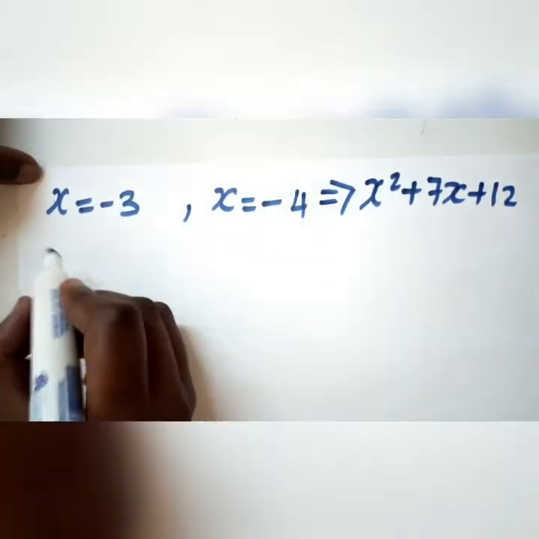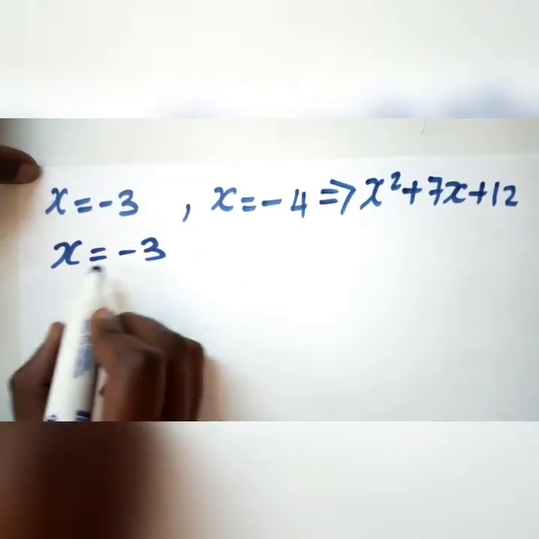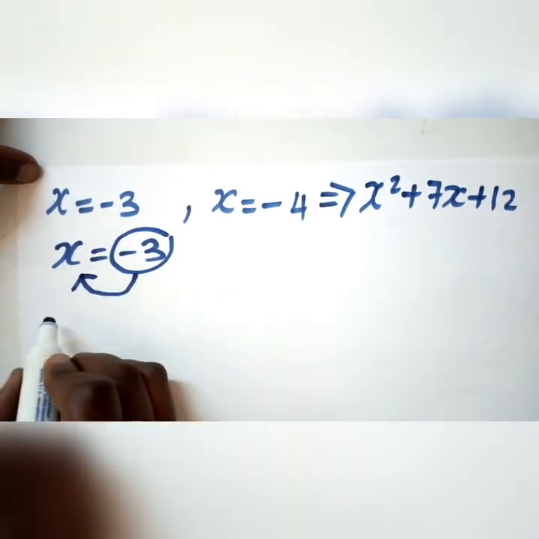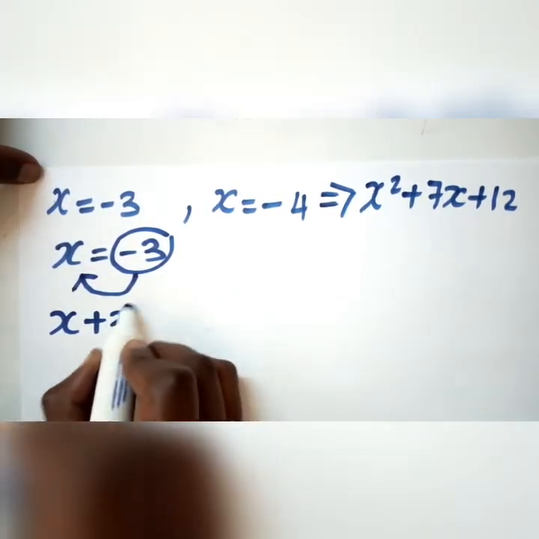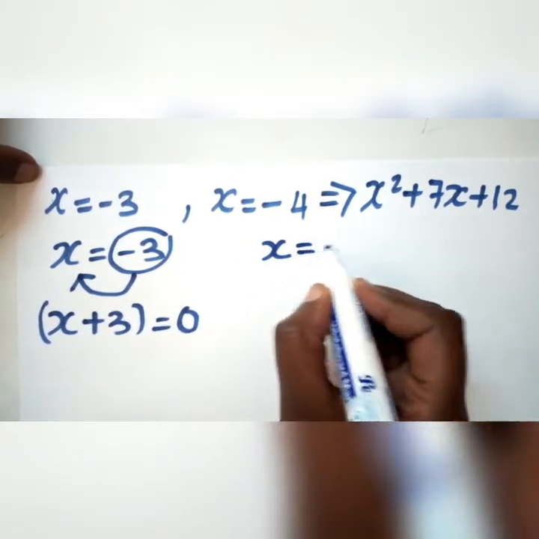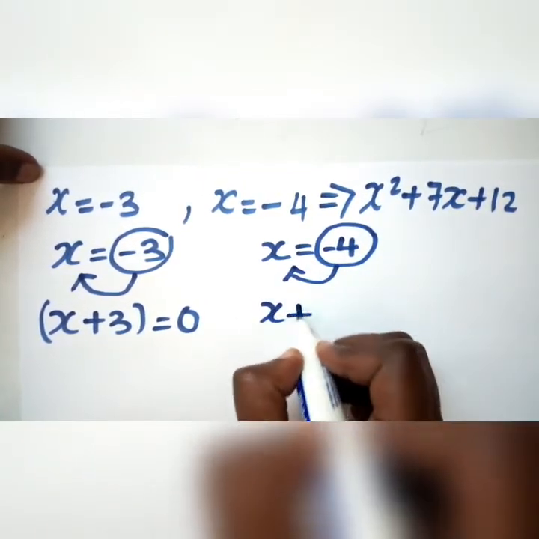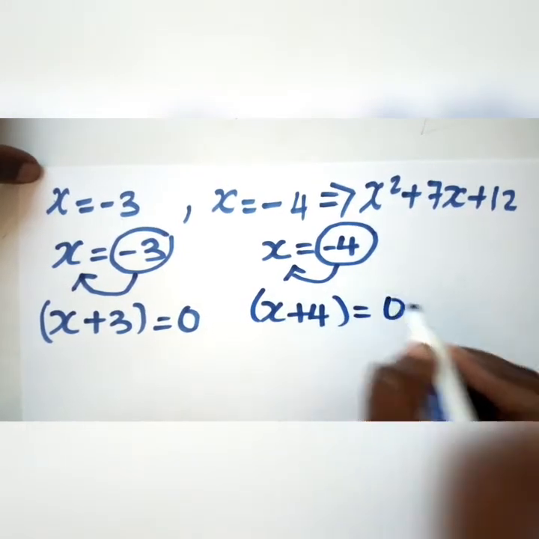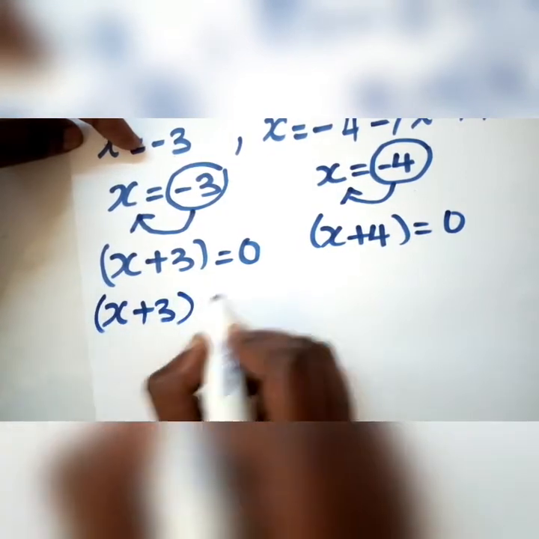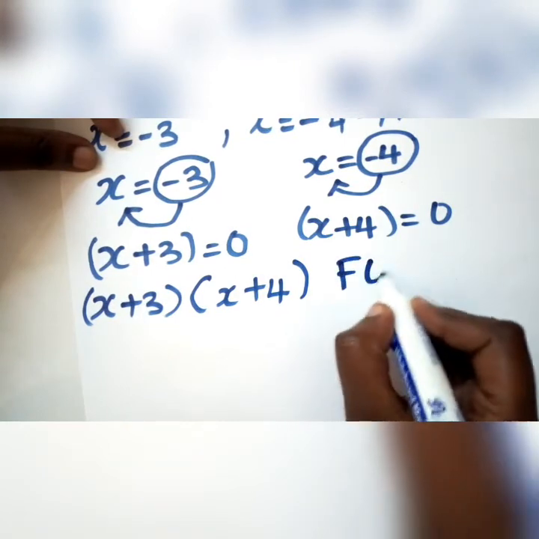So x equals to minus 3. This one can be written as, if I take 3 to the other side of the equal sign, x plus 3 equals to 0. And this other one will be x equals to minus 4. When you take minus 4, then it becomes x plus 4 equals to 0. So we have x plus 3 and x plus 4. And you're going to apply FOIL here.